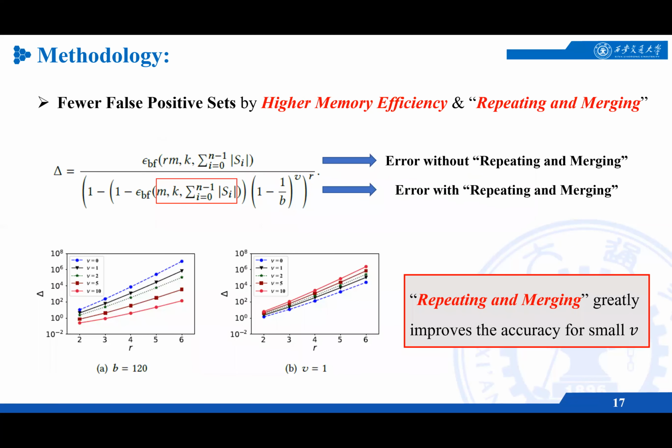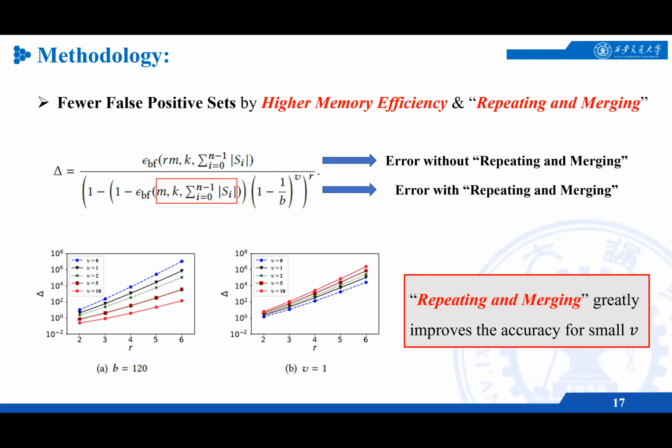Moreover, CFC achieves higher accuracy by higher memory efficiency and the repeating and merging technique. Due to the higher memory efficiency, there are fewer false positives on large cardinality sets, and the expected false positives on small cardinality sets still meet the demand. As for the repeating and merging technique, we define delta as the ratio of error without the technique to the error with the technique.